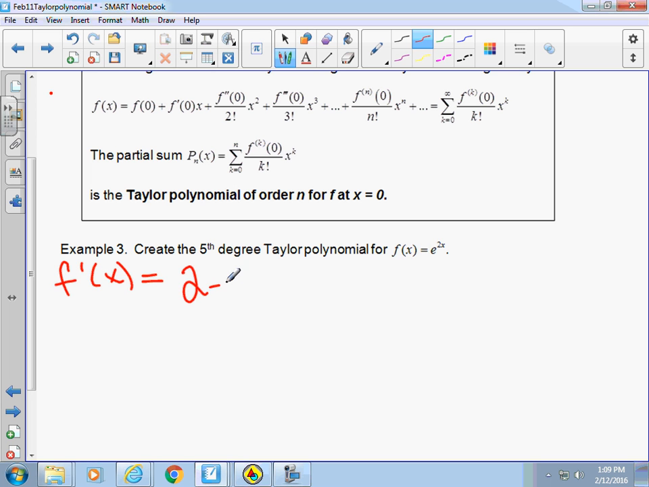First derivative would be 2e to the 2x. Everyone agree? Second derivative. Yes. Because I need a fifth degree polynomial. 4e to the 2x.